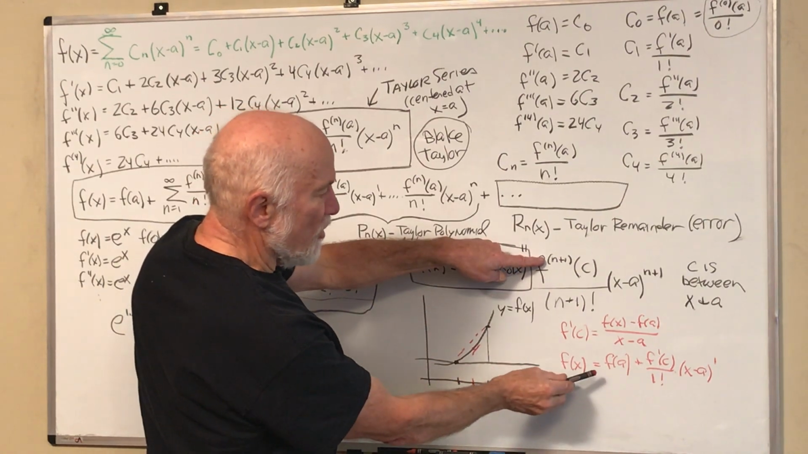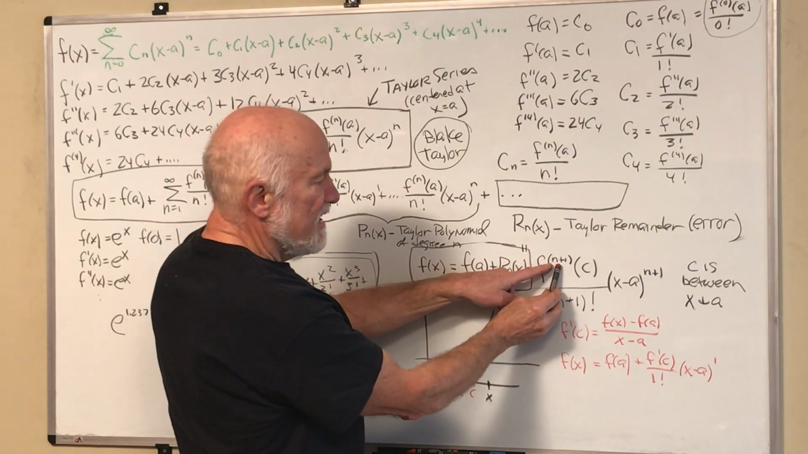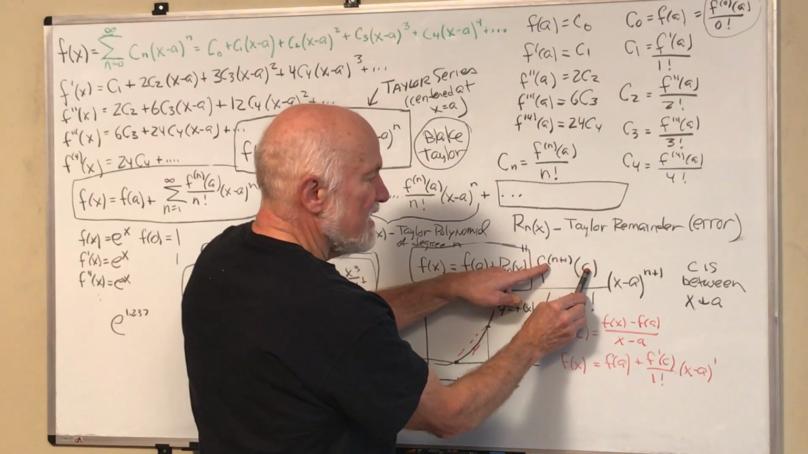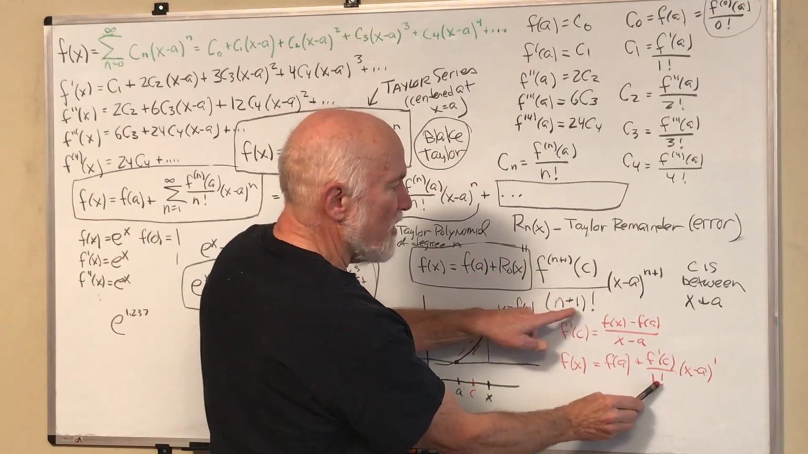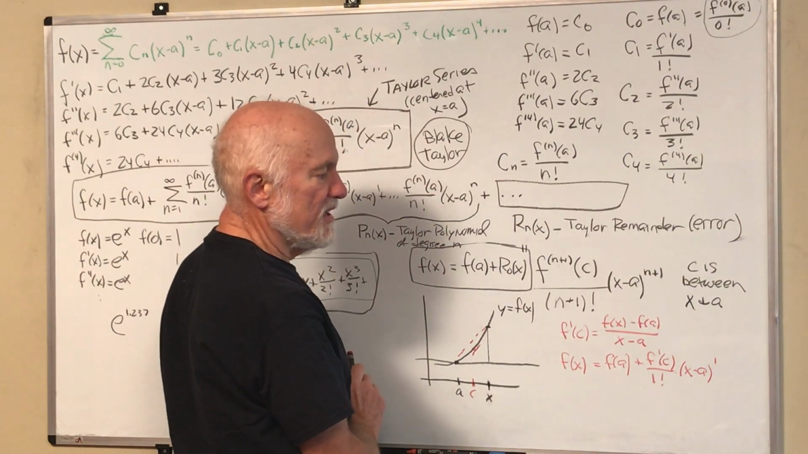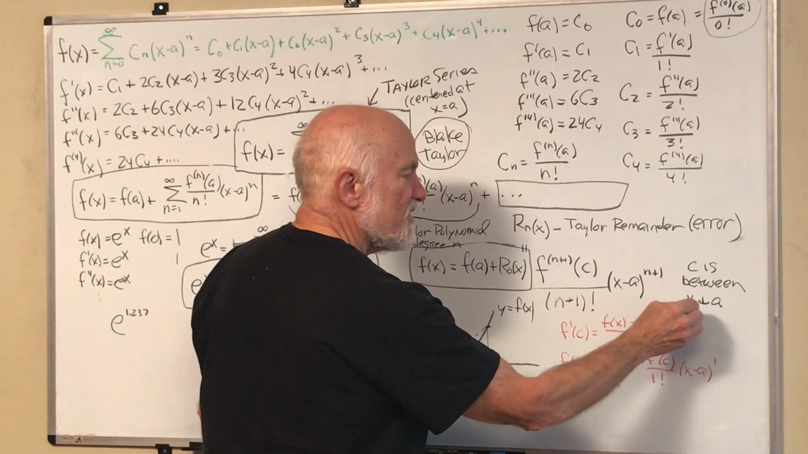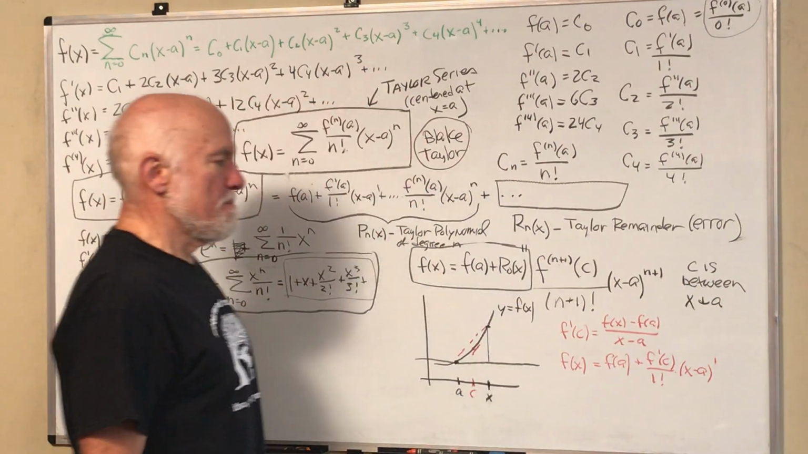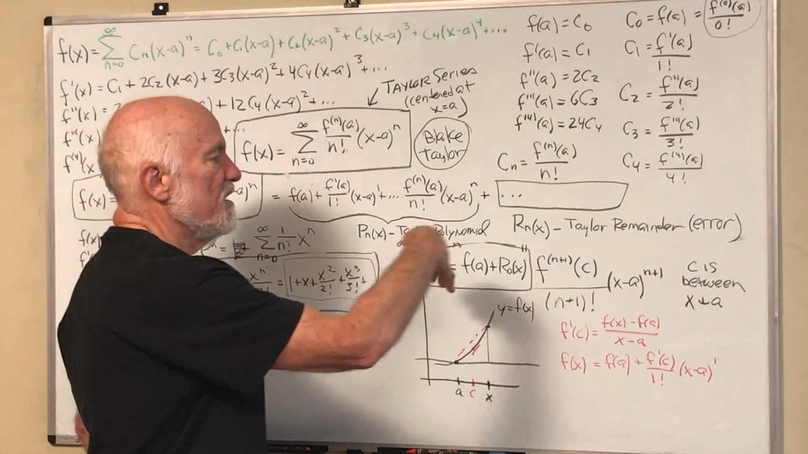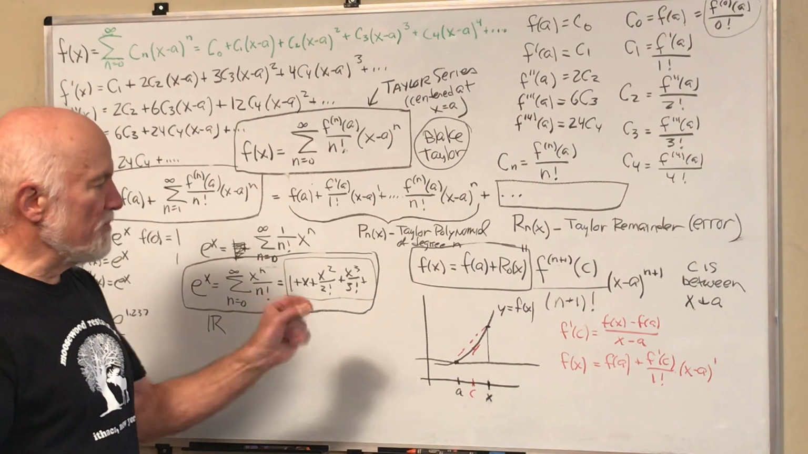If we're using a 0th degree Taylor polynomial, the next derivative would be the first derivative at c divided by 1 factorial times x minus a to the first. And c would be between what? Between x and a. Somewhere between x and a. So there's a proof of Taylor's remainder using the simplest case.